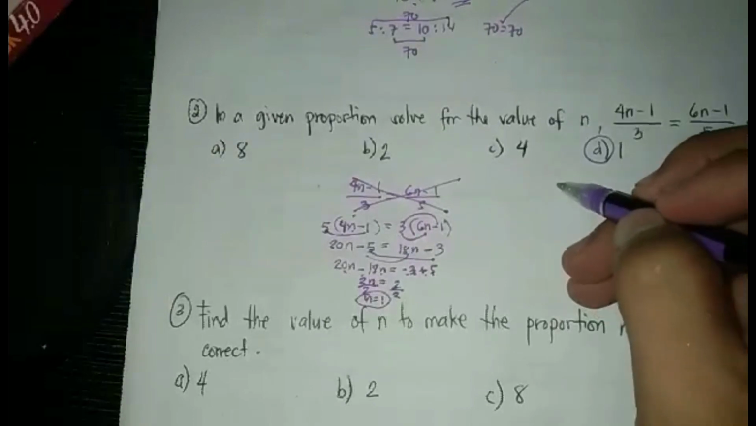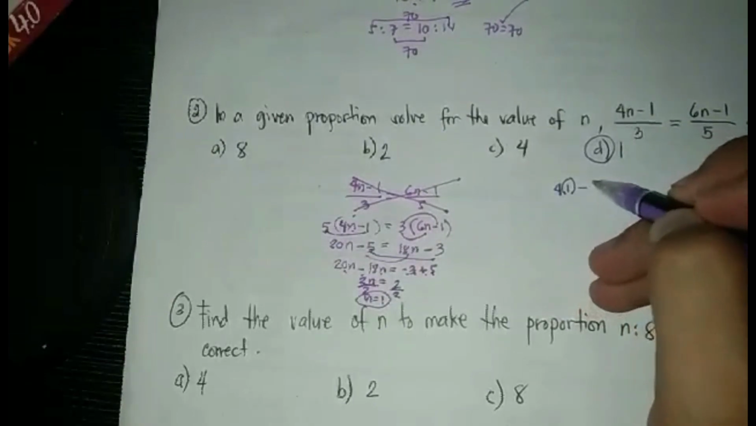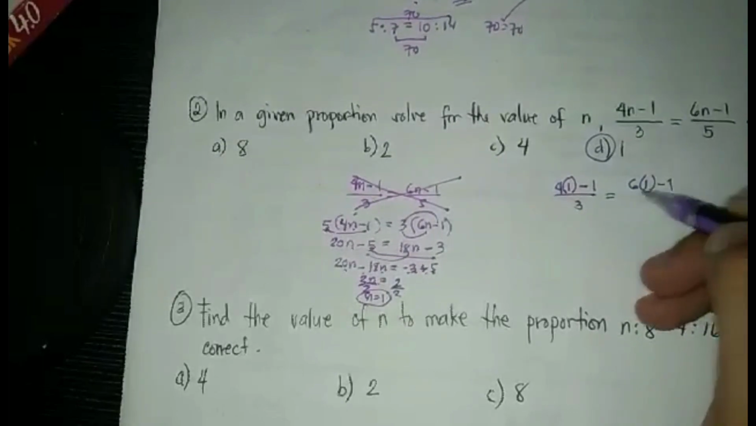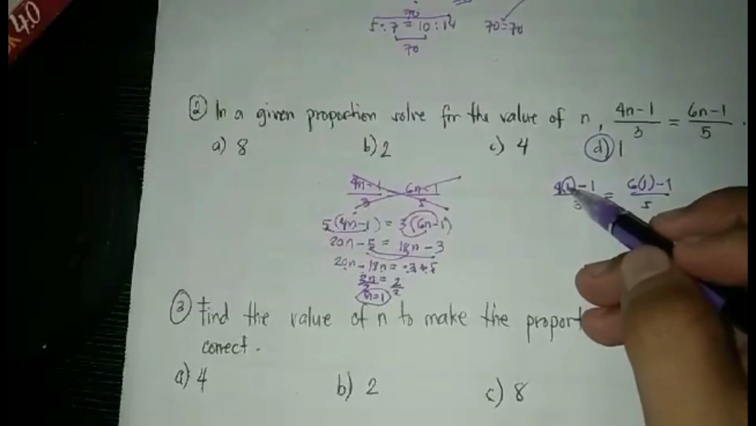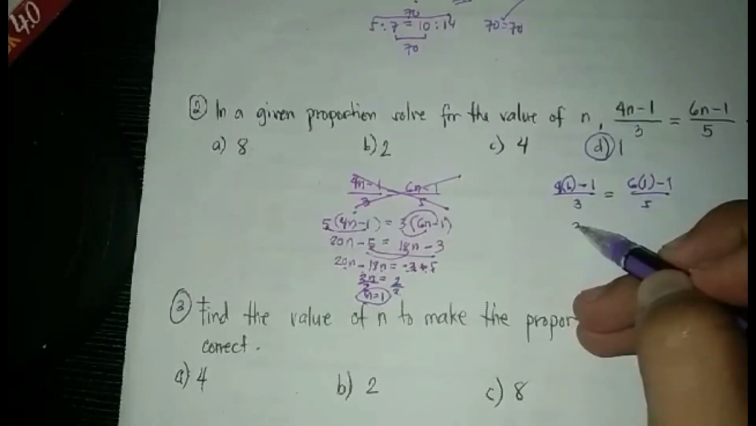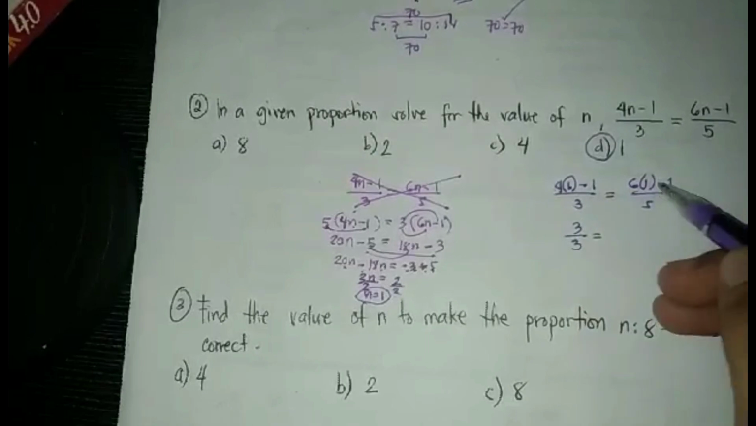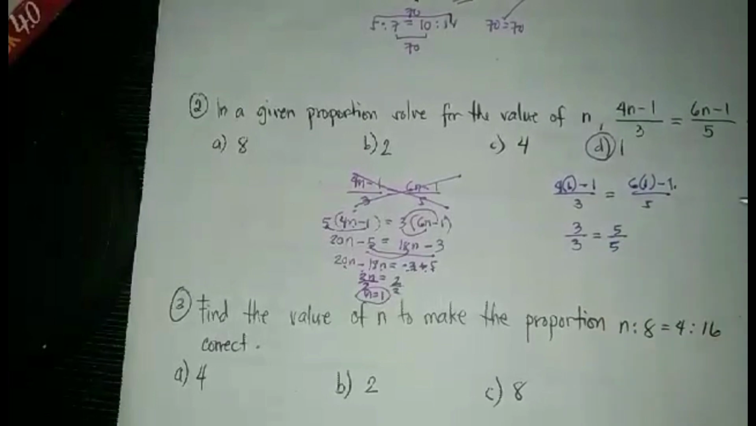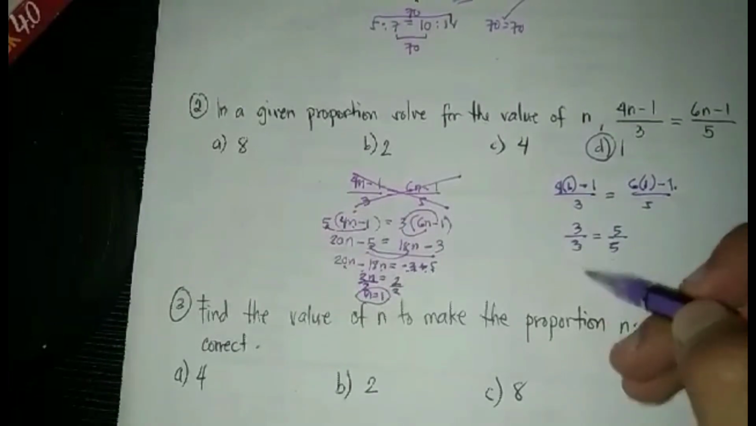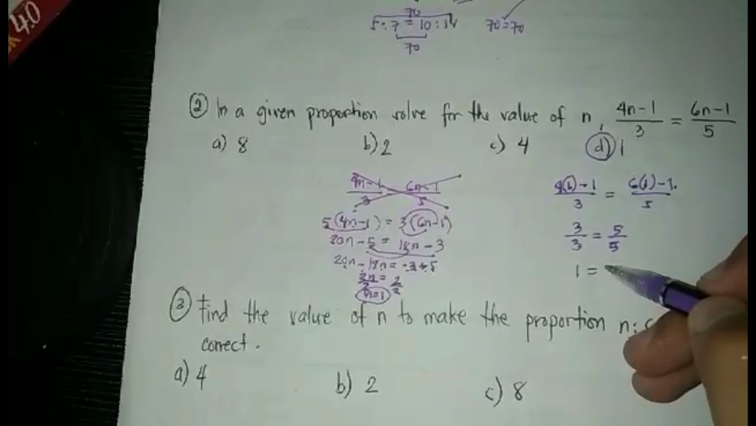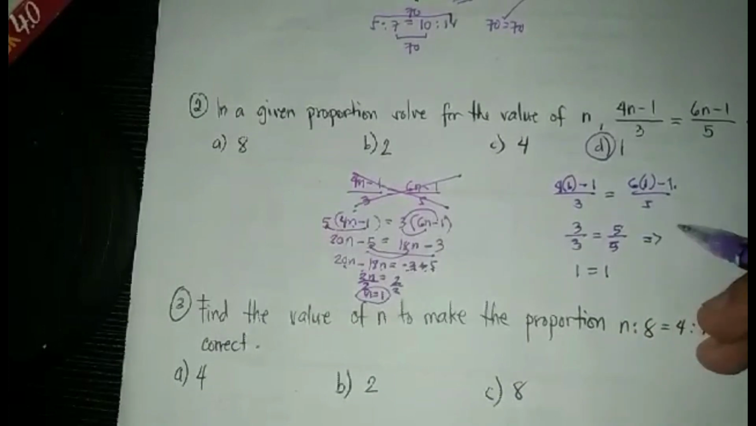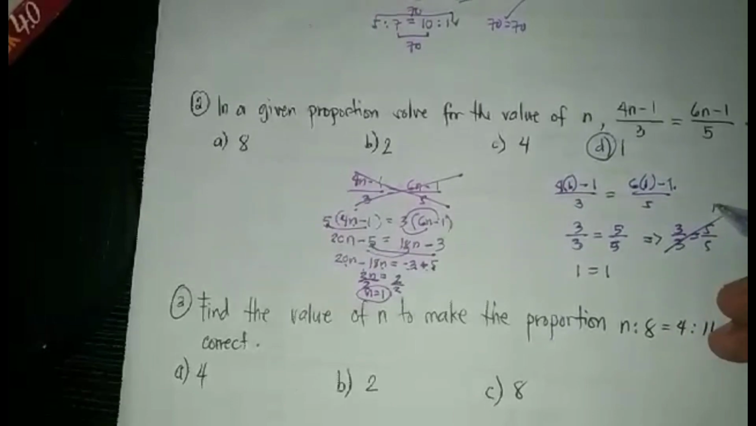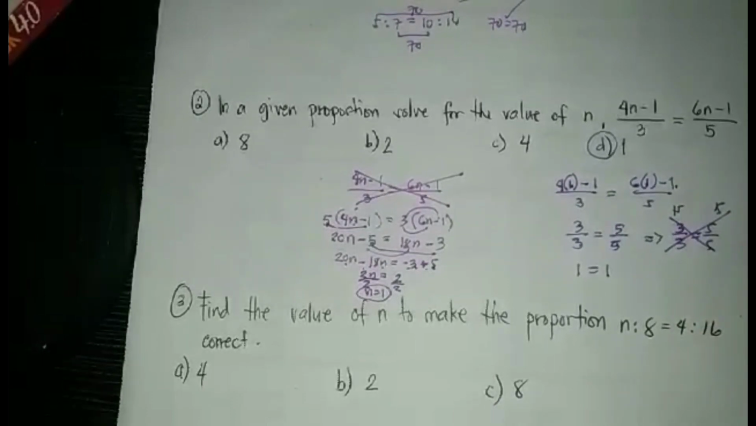So 4 times 1 minus 1 over 3 is equals to 6 times 1 minus 1 over 5. 4 times 1, 4 minus 1, 3. 3 over 3 equals 6 times 1, 6 minus 1, 5. 5 over 5. So pwede na to. 3 over 3 yung sagot natin dyan, 1. 5 over 5, 1 din. Or using proportion, 3 times 5, 15. 3 times 5, 15. So, therefore, proportion.